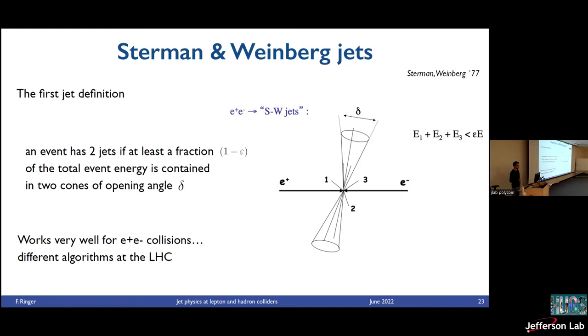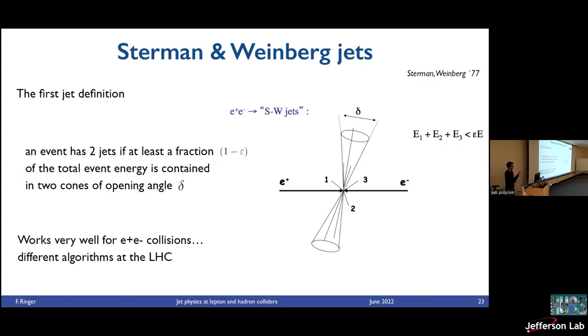I should mention this works very well for e plus e minus collisions. At the LHC, we'll use a different algorithm, and we also will use a somewhat different concept of what we're going to call a jet, right? As you saw before, we had events that have like 10 jets, right? So we need something that can tell us when there are 10 jets.